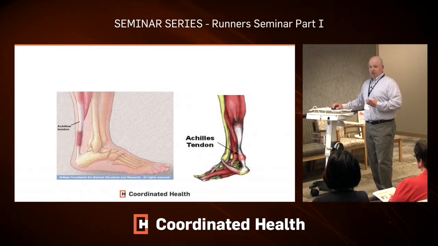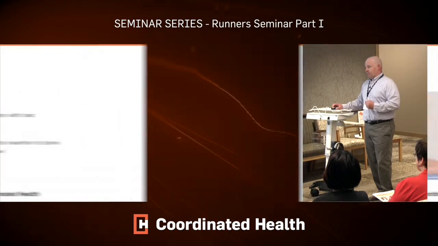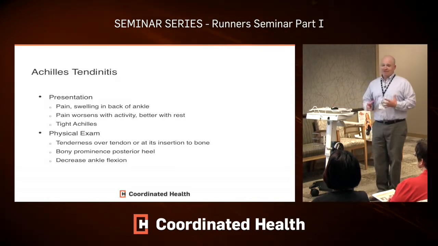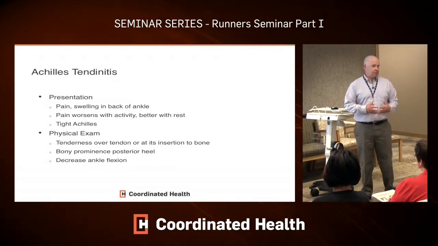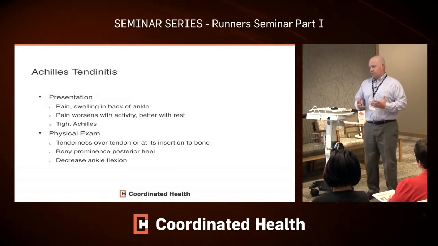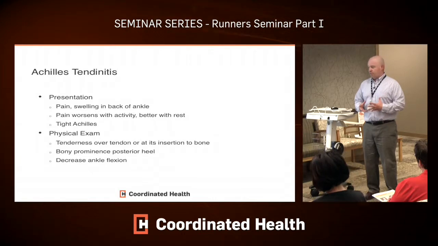Sometimes you get a bulbous appearance, you'll get pain, inflammation, swelling in the back of the ankle, and difficulty in walking and pushing off. Again, pain and swelling in the back of the ankle. Usually the pain gets worse with activity and better with rest. The Achilles is often tight, so some people have tight hamstrings, tight Achilles, tight calves. That way there's a lot of difficulty with that kind of movement.